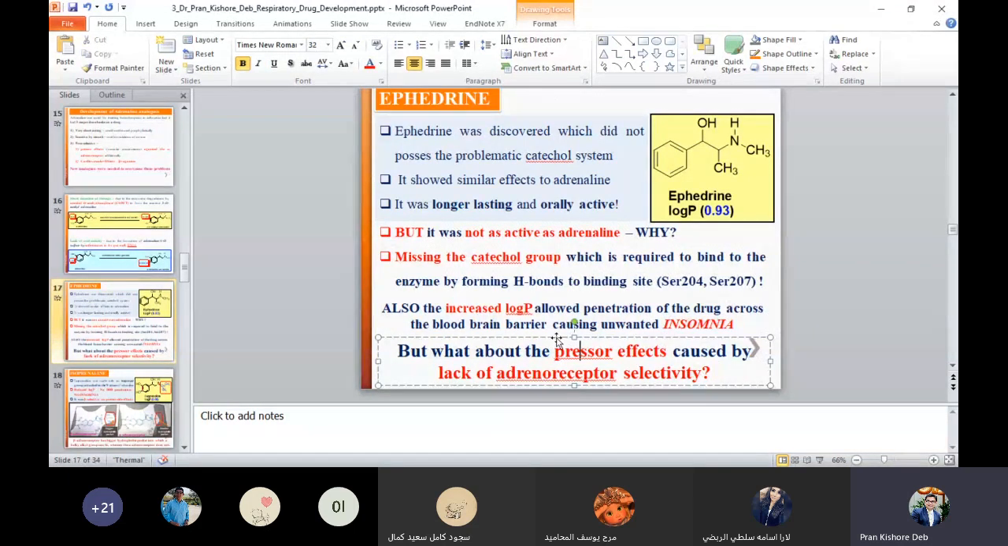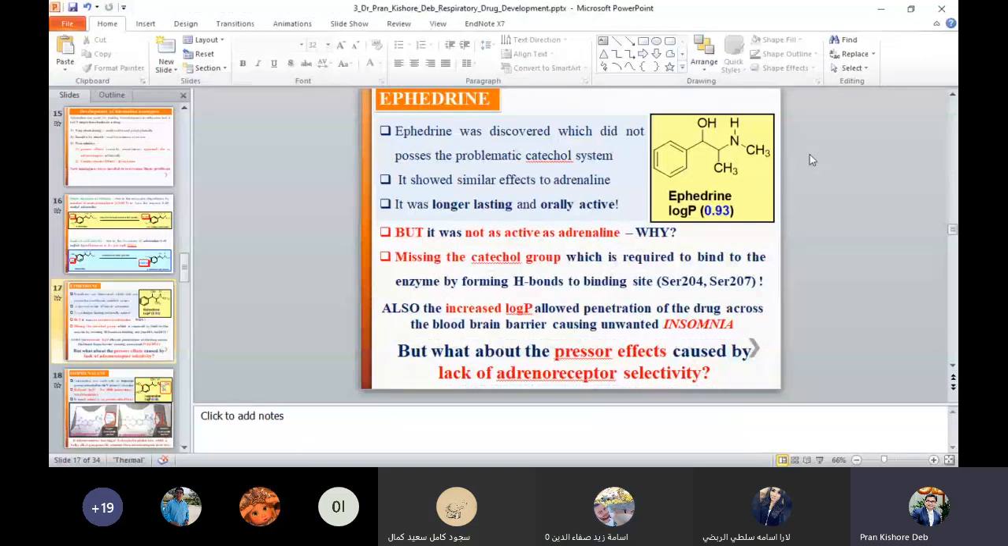However, the pressure effect, it continues, right? What happened to the pressure effect? Will it show? Yes, it will occur. It is present. So now you can say it will also show the pressure effect. It will also show the cardiovascular effect, same as adrenaline, because of the presence of the methyl group attached to the nitrogen atom.